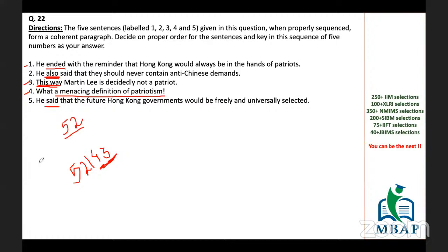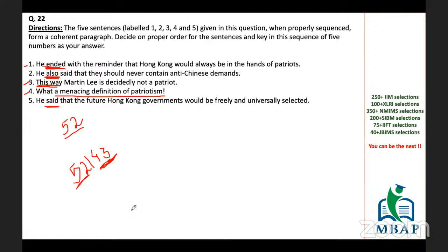Remaining sentences will adjust somewhere before or after them, but not in between. So now I have two pairs, that is 5 and 2 and 4 and 3. All I need to decide is where first will fall. Now, first: he ended with a reminder that Hong Kong would always be in the hands of patriots. Patriots. So we had a pair here too. He said something, he also said, and he ended.